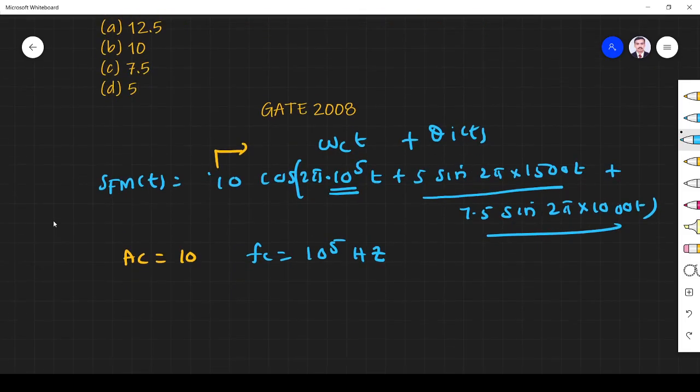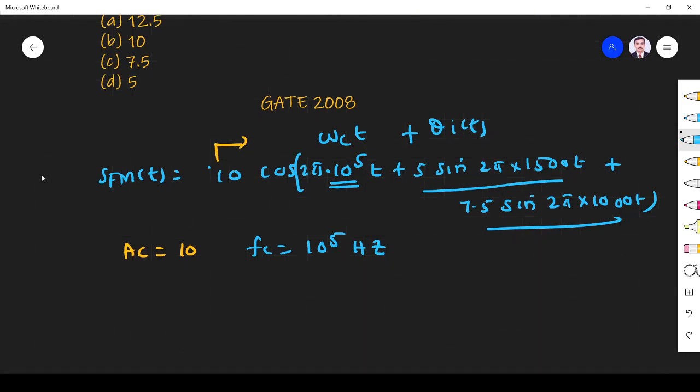Whenever I want to find the modulation index, what is the modulation index? Beta is equal to kf am by fm. Out of the carrier and the message, these two terms are the message, with frequencies 1500 and 1000. Which is the highest frequency component? 1500. So fm is 1500.